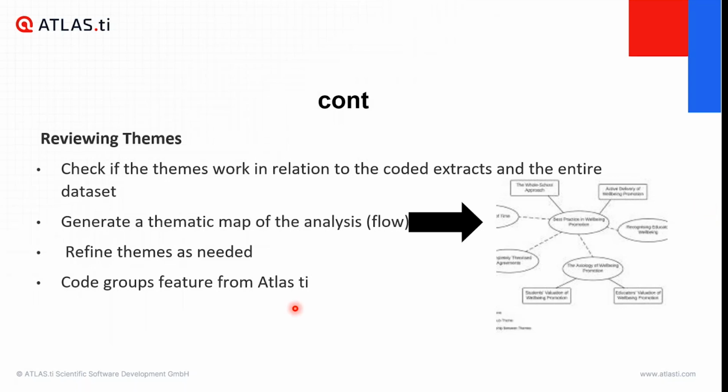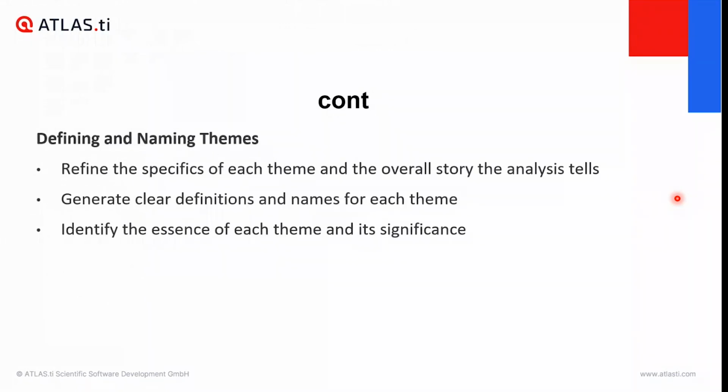You can do a thematic map where you can see the flow of your themes and the codes and the code groups, and it will be easy for you to link accordingly in Atlas.ti, and this will help you to refine these themes and the relationship between these codes and the code groups as well as the theme. So ultimately, the last step will be for you to refine the naming of your themes so that you can be able to tell us a story.